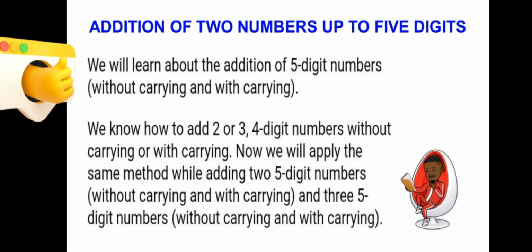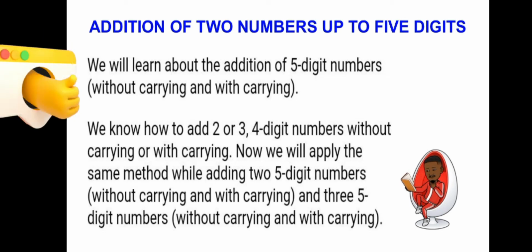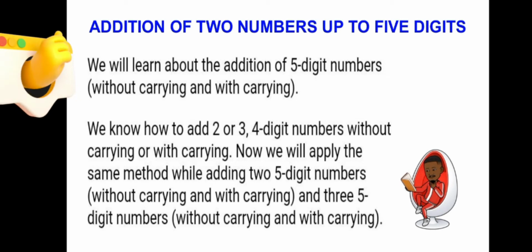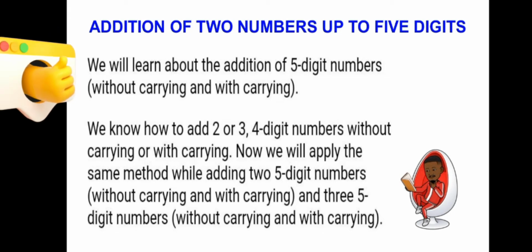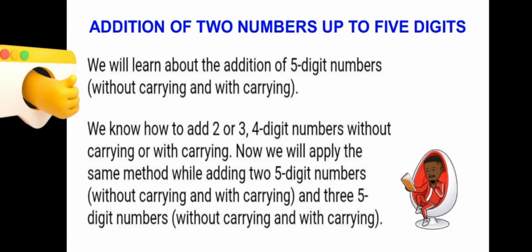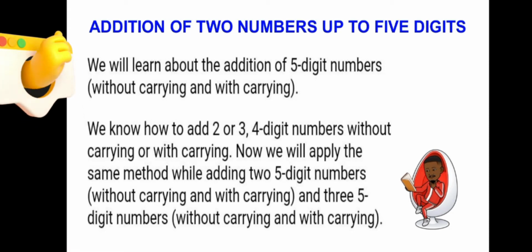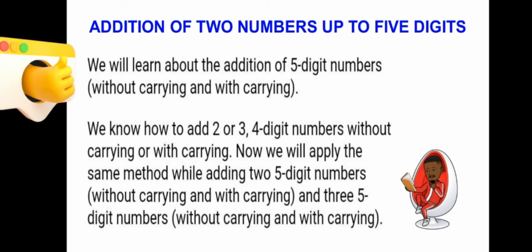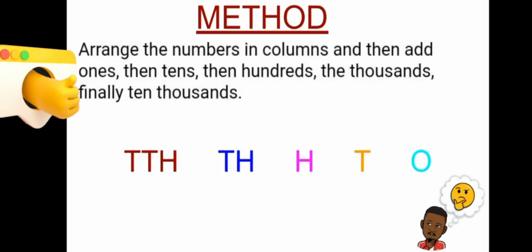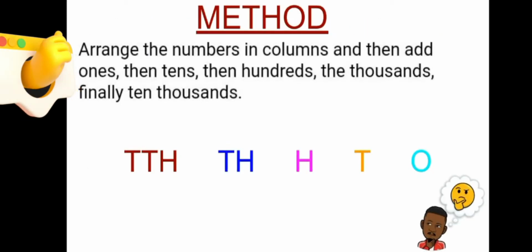Earlier, you learned how to add 2 or 3, 4 digit numbers without carrying or with carrying. So now we're going to be applying the same method while adding two 5 digit numbers without carrying and with carrying, and three 5 digit numbers also without carrying and with carrying. So let's get into the method.